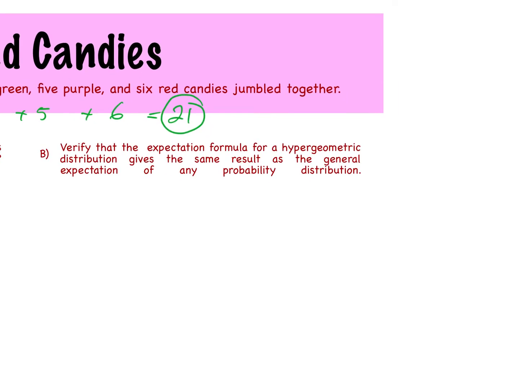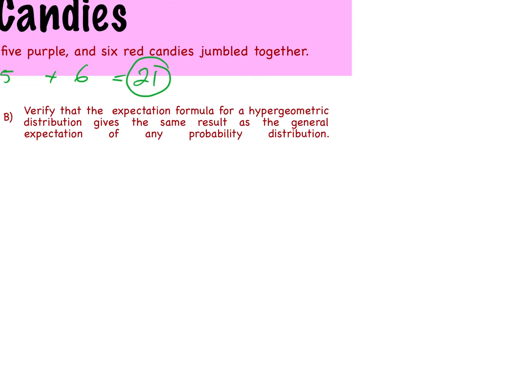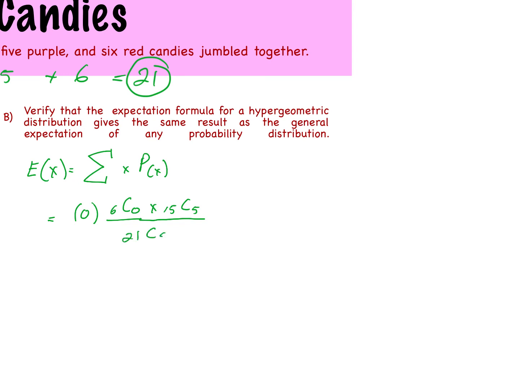So now we're going to verify that the expectation formula for the hypergeometric distribution gives the same result as the general formula of any probability distribution. So here the formula is a summation. So the expectation of X is the sum of each of the individual probabilities. So this is going to be no red candies. So that's 6 choose 0 times 15 choose 5, all over 21 choose 5.